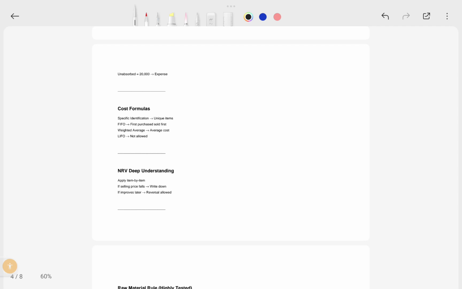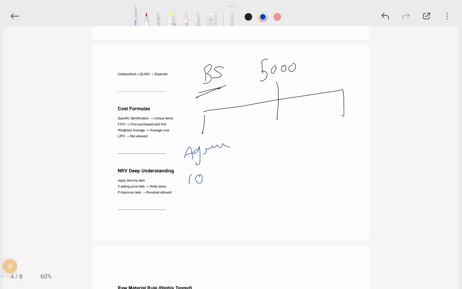For the first one I will complete. Say for example, on the balance sheet date, you have 5,000 stock. In this 5,000, there are three categories. You have an agreement with a party for selling these products at 10 rupees each.